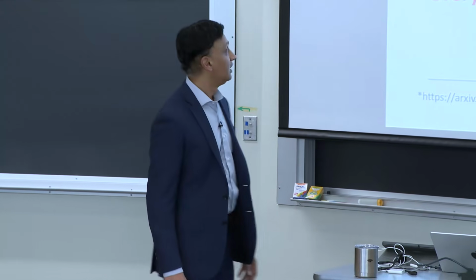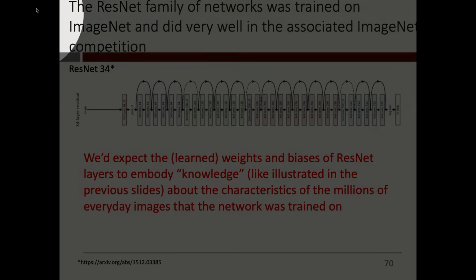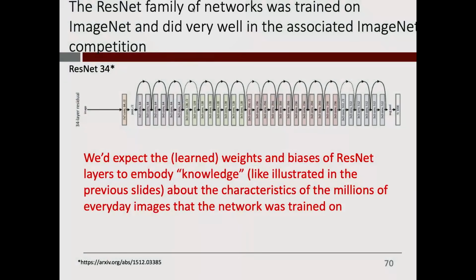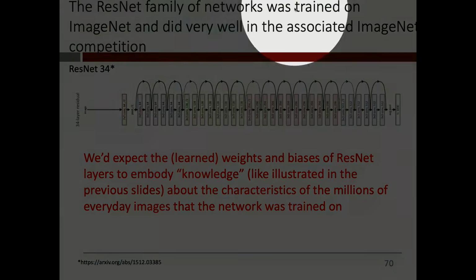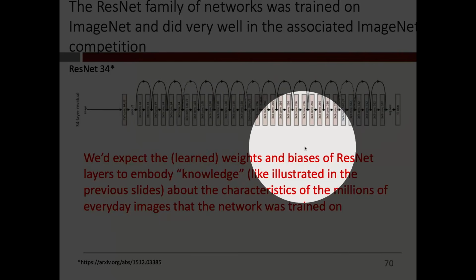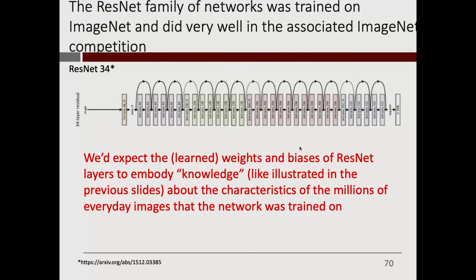All right, so it turns out this thing called ResNet is a family of networks which were trained on the ImageNet data set, and they did really well in the competition associated with the ImageNet data set. So this is an example of such a network. We would expect the weights and the parameters of ResNet, given that it's been trained on ImageNet, to have some knowledge about lines and shapes and curves and things like that. So maybe we can just use that, right?